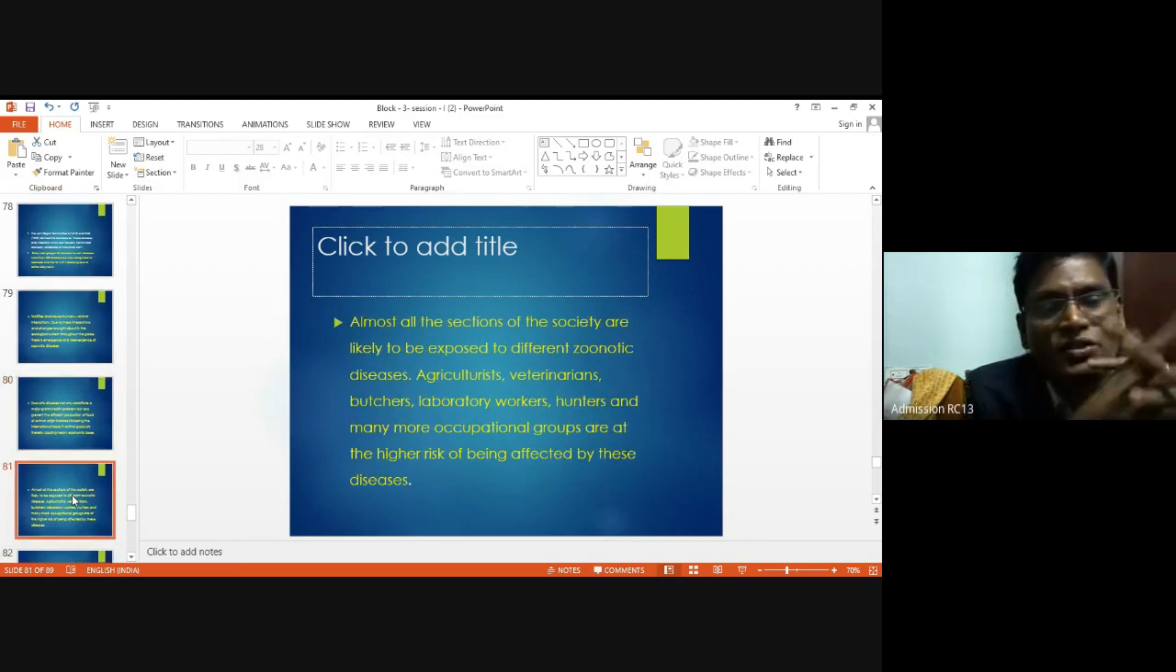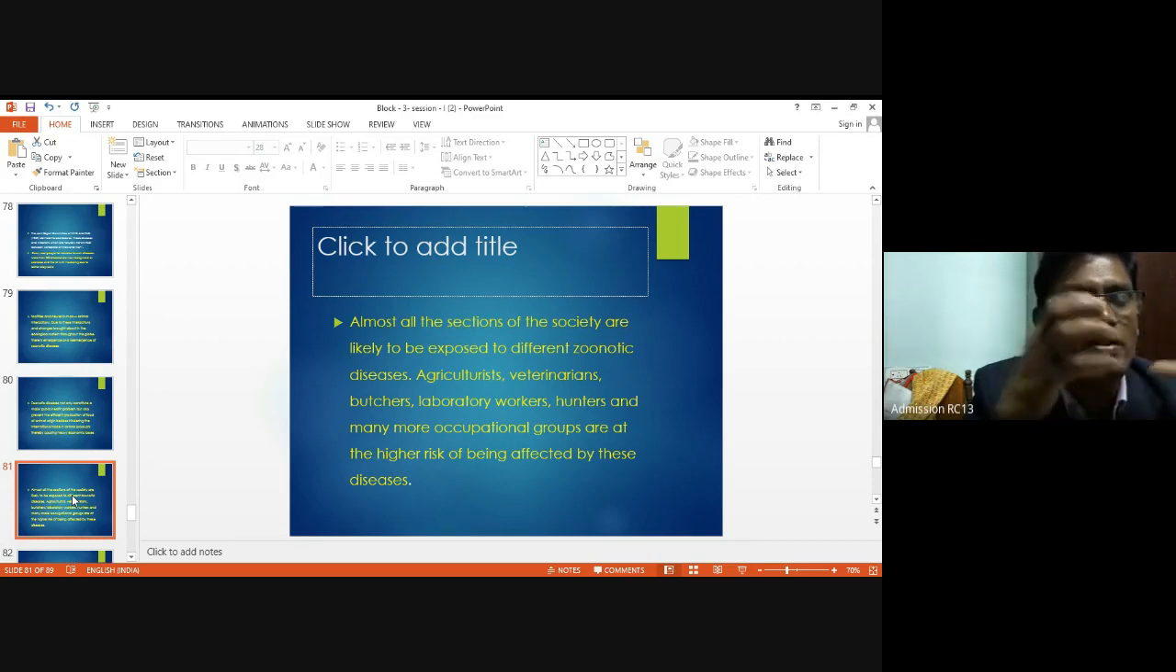Almost all sections of society are likely to be exposed to different zoonotic diseases, because human association with animals in one form or another is regular and inevitable. So these associations take place in different societies and different places, and transmission of zoonotic disease also takes place. Agriculturalists, veterinarians, butchers, laboratory workers, hunters and many more occupational groups are at high risk of being affected by these diseases.